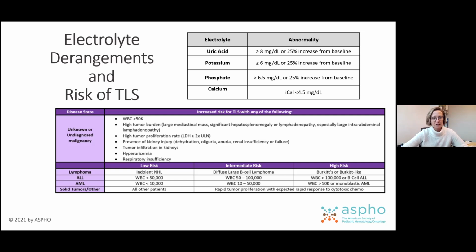In general, these are just some risk cutoff stratifications that show, if you have ALL you can tolerate a higher white count as compared to AML. We'll talk a little bit about that in a second.